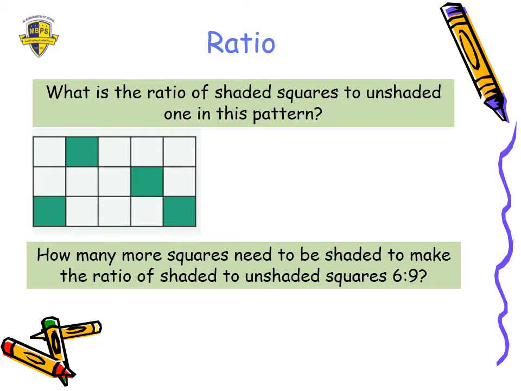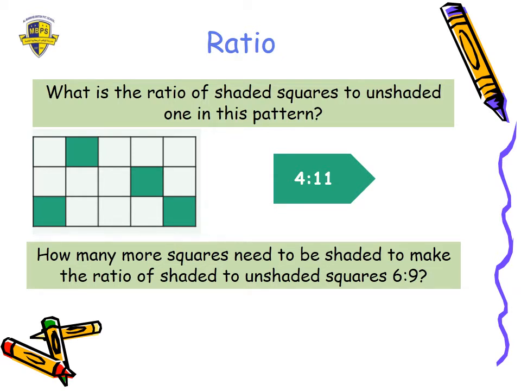One more example, grade 5, and now it is your turn to solve. The question is, what is the ratio of shaded squares to the unshaded ones in this pattern? You can see there are green squares and unshaded blank squares. So how many green ones? Excellent, there are 4. And how many unshaded? Count it. Good, it's 11. So here the ratio is 4 to 11.